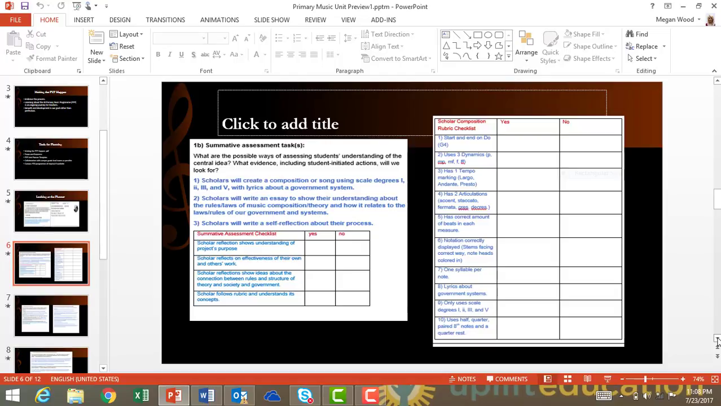So I actually created 2 different rubrics ahead of time to assess this. So I have a summative assessment checklist that's more on my side, and then I also have a scholar rubric checklist as well, and this was something that the scholars saw and went by.